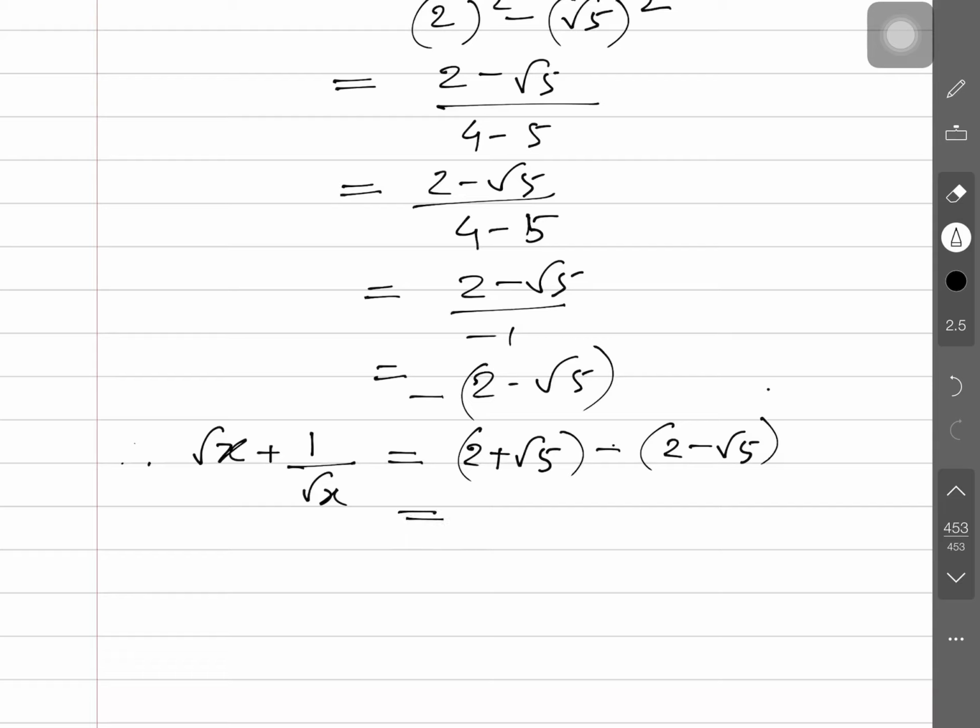2 minus root 5. 2 plus root 5, minus, minus, plus. It cancels, 2 times root 5. Answer. Is that clear right now? See the next.